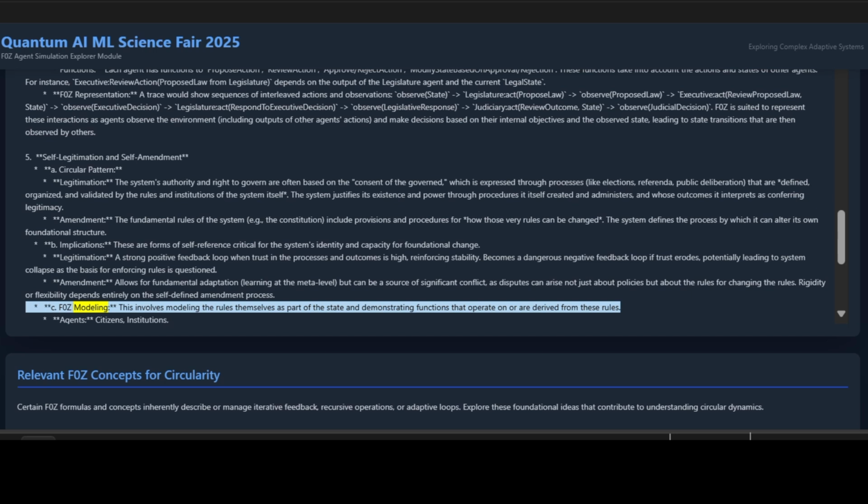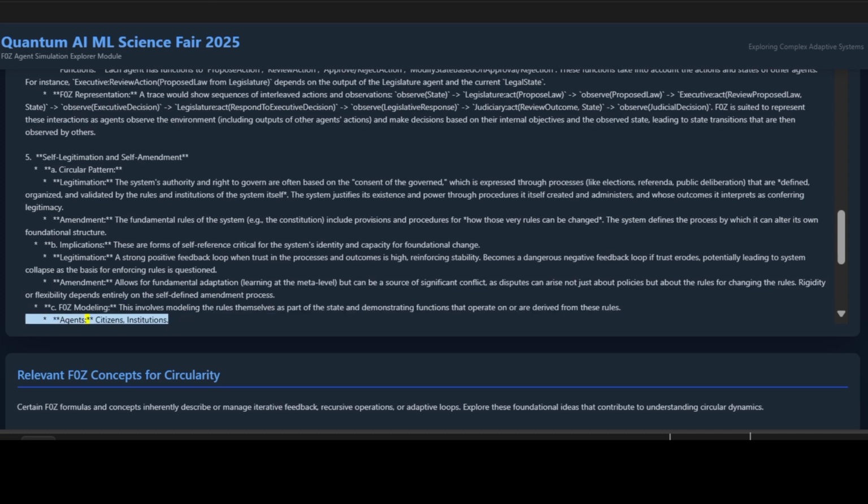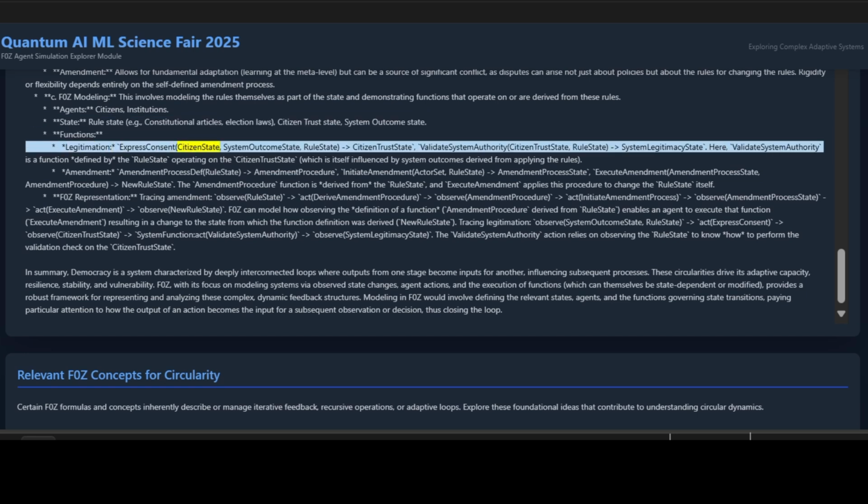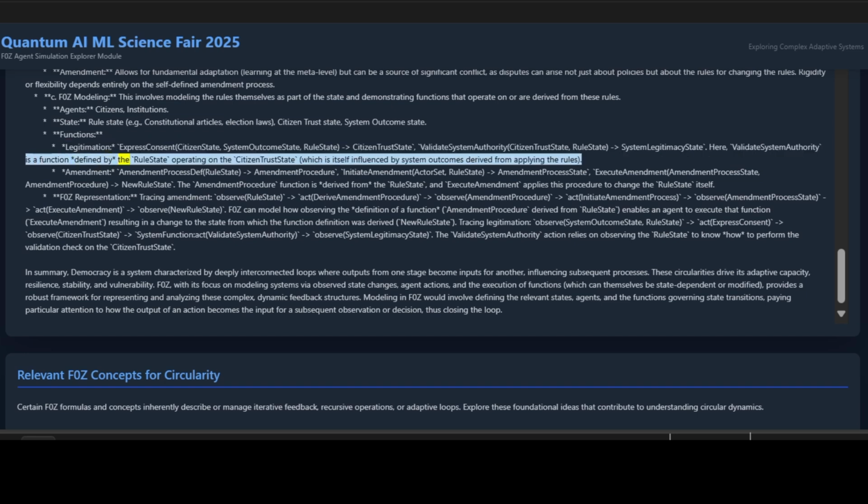C. F0Z modeling: this involves modeling the rules themselves as part of the state and demonstrating functions that operate on or are derived from these rules. Agents: citizens, institutions. State: rule state (e.g., constitutional articles, election laws), citizen trust state, system outcome state. Functions: legitimation: express consent (citizen state, system outcome state, rule state) to citizen trust state; validate system authority (citizen trust state, rule state) to system legitimacy state. Here, validate system authority is a function defined by the rule state operating on the citizen trust state, which is itself influenced by system outcomes derived from applying the rules.